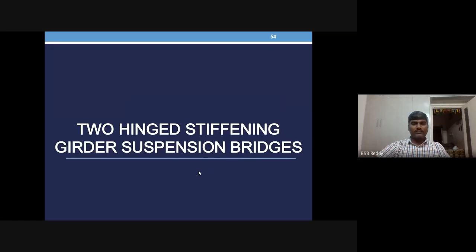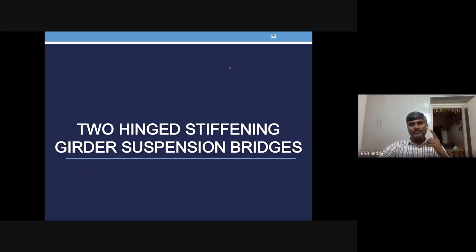Good morning, dear students. In this session, we will talk about the two-hinged stiffening girder solution procedure, how you solve two-hinged stiffening girders, and we will see an example also. Let us first discuss the difference in solution procedure between the three-hinged stiffening girder and the two-hinged stiffening girder. Just go back to the procedure that we have solved.